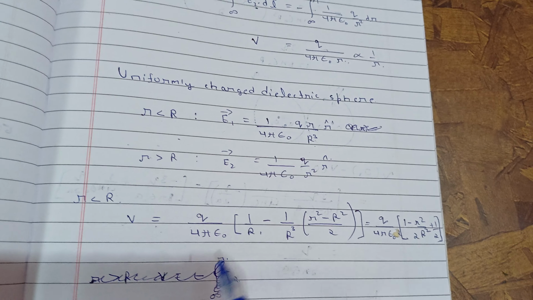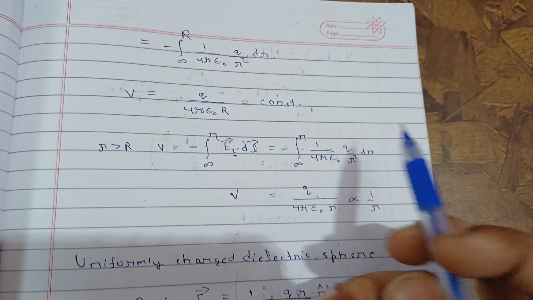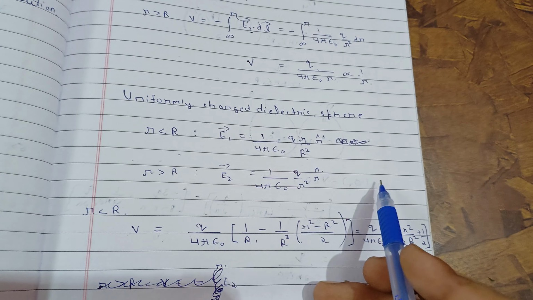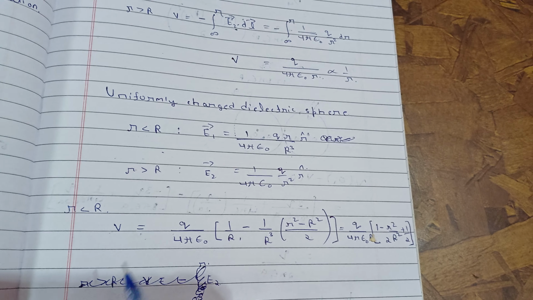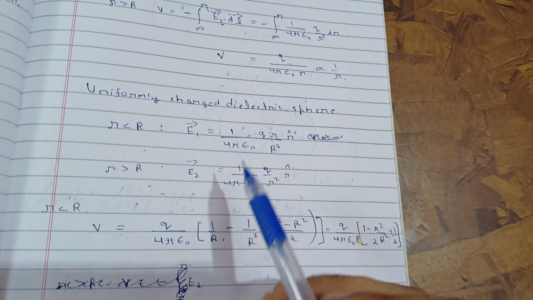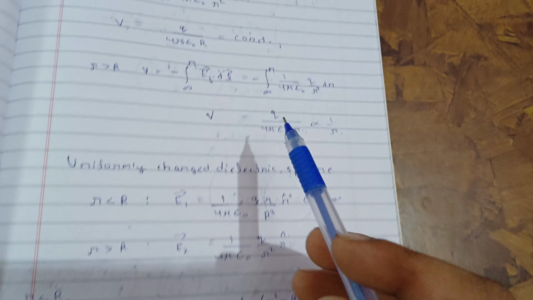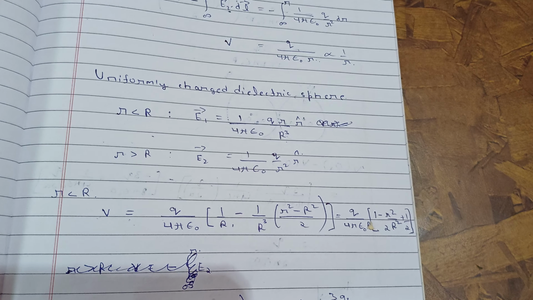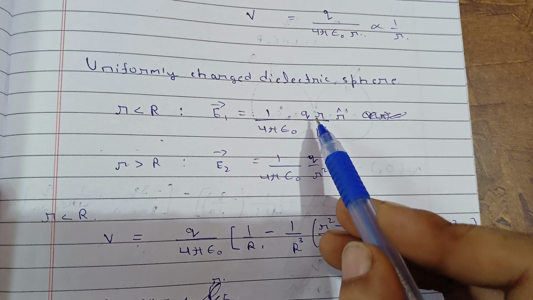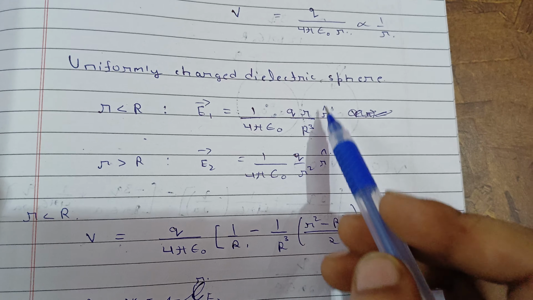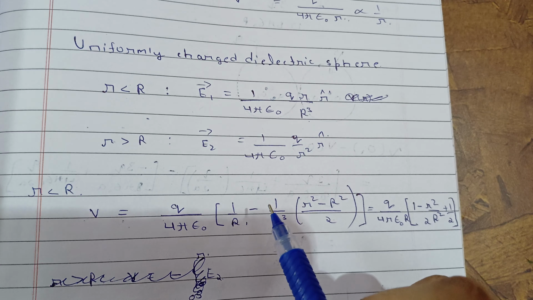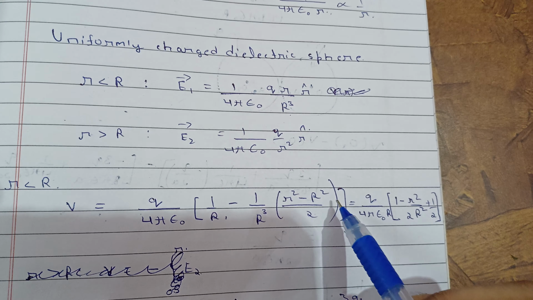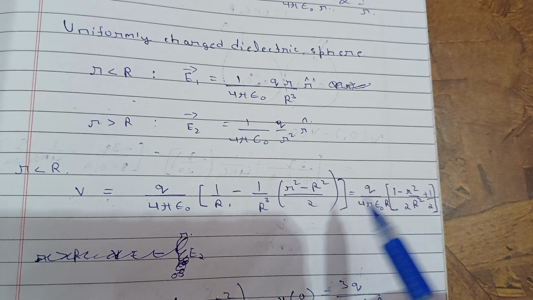So we can just use these values, and this time we don't put E1 equal to 0. We will use both values, for infinity to capital R and capital R to small r. For the second one it will remain the same, for r greater than R the potential is the same, q by 4 pi epsilon capital R, and minus the integral of E1 dr, which will give you r square by 2, putting the limits from capital R to small r, so that will be r square minus R square divided by 2. We will just calculate this and you will get the potential.